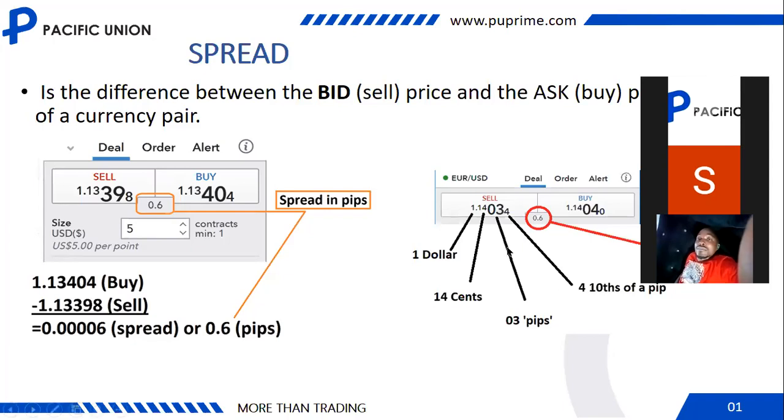Now let's talk about this price here, and we need to talk about the price in full so we can understand what it means. But prior to that, I said earlier that Pacific Union has the lowest spread, which is a very good sign and a very good signal for every trader. So if you want to trade profitably in the global financial market, you need to trade with Pacific Union, and Pacific Union is the brokerage firm for you.